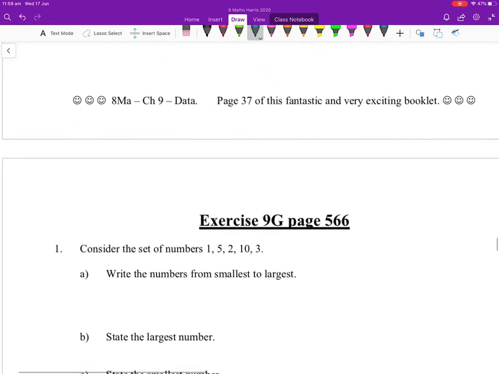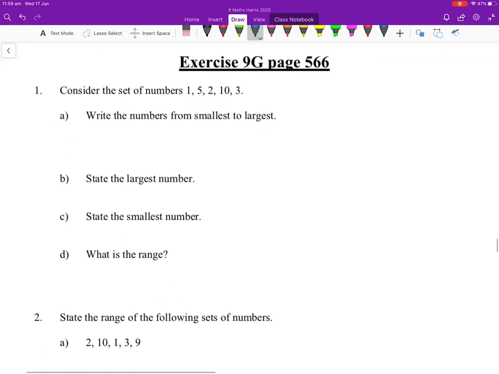So that's the theory for this exercise. You need to start exercise 9G now and finish that this class. Bye for now.